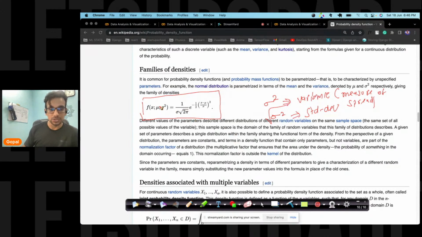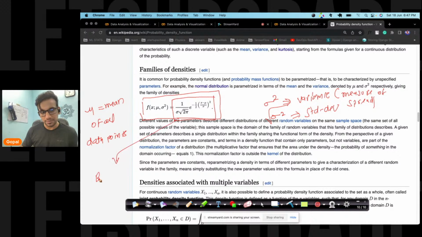Third, we have here mu. Mu will be your mean, the mean of all data points. And this 1 over square root of 2 pi is nothing but a constant. This is the main equation we have. This equation represents a bell curve. But what do I mean by the bell curve?